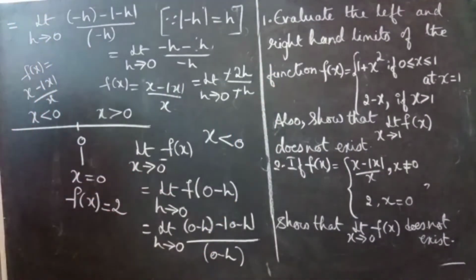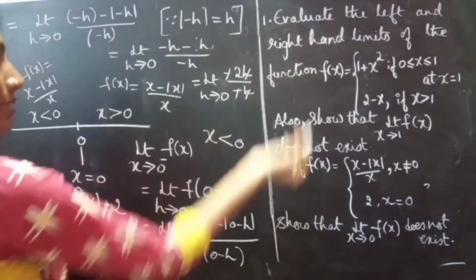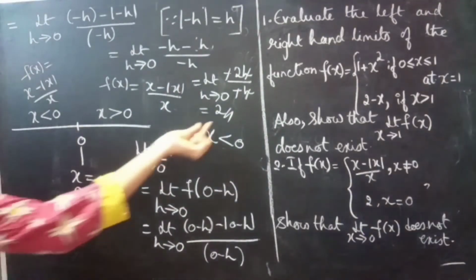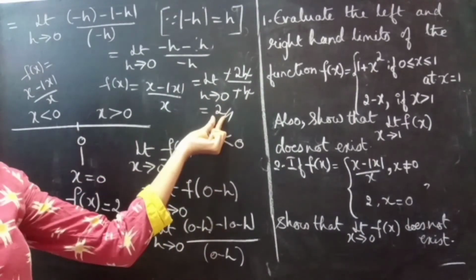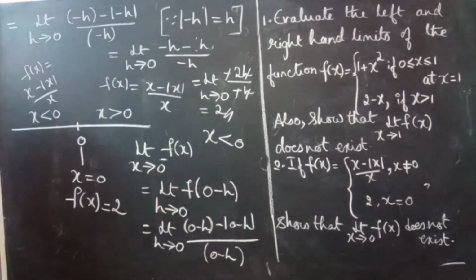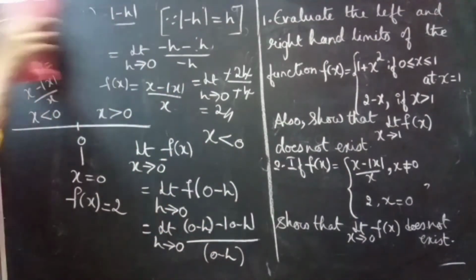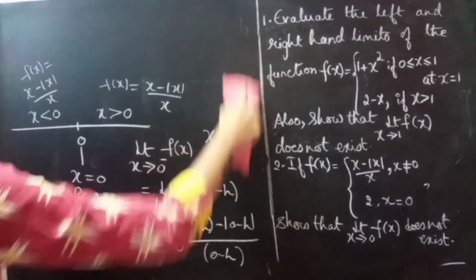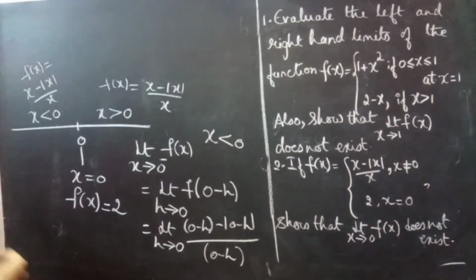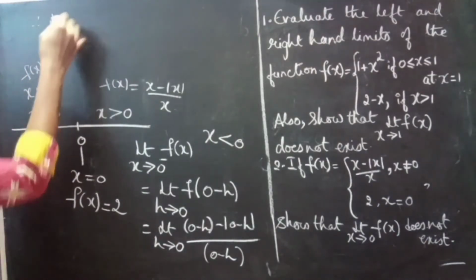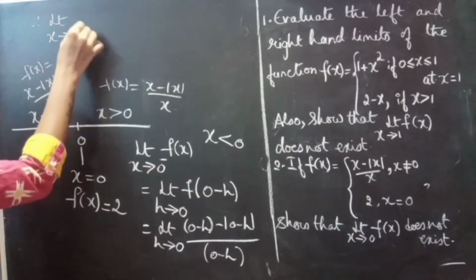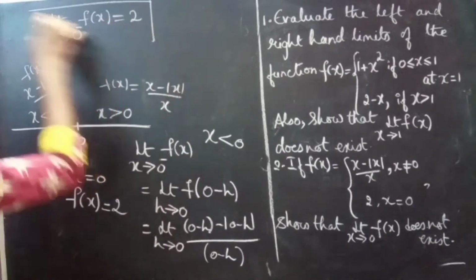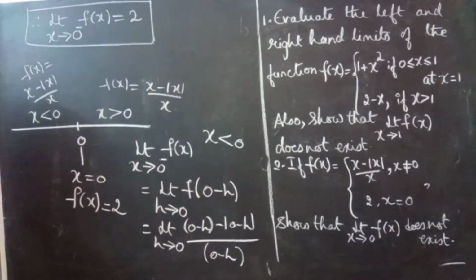So this equals limit h tends to 0 minus 2h divided by minus h. Minus minus gets cancelled. h gets cancelled. So this equals 2. Limit of any constant is that constant. Since 2 is constant here, you'll get 2. Okay. So therefore, limit x tends to 0 minus f of x equals 2. So this is your left hand limit.